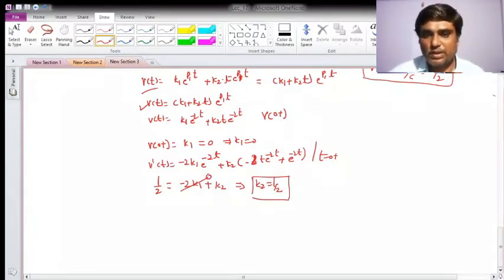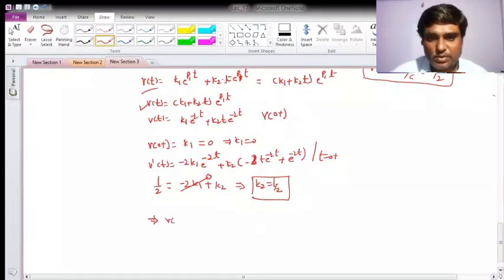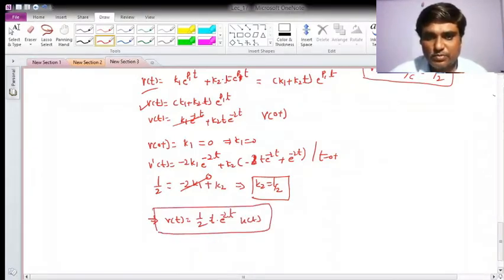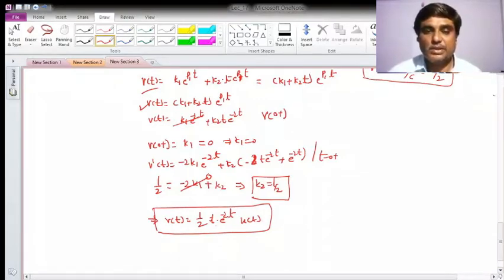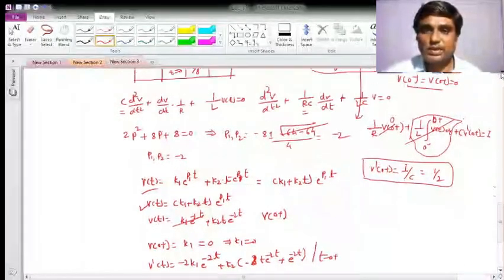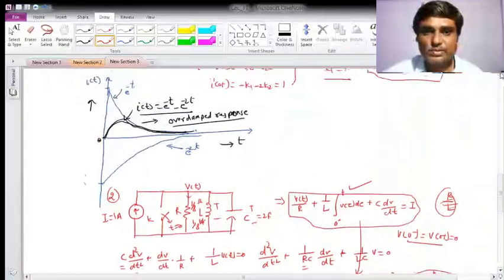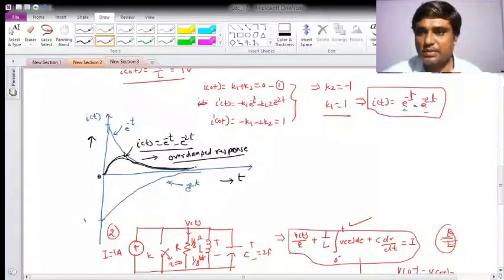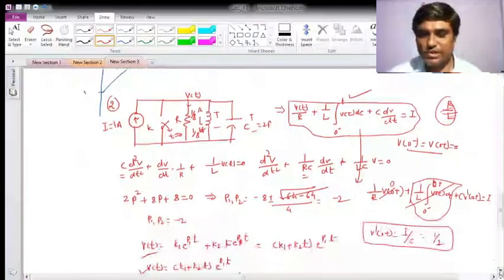Okay, so now my k2 is half, so I got this solution, that is v of t will be equal to half, k1 is 0, so this part has vanished, half into t into e raised to minus 2t, and obviously all times u of t. Okay, because here what I am saying is that u of t means it will be the behavior from 0 plus onwards. Same here also, wherever I am writing the response it will always be multiplied with u of t. It means all the behavior is from the switching instant.